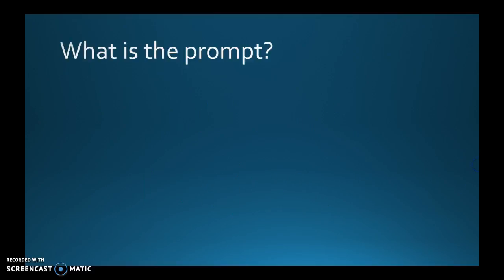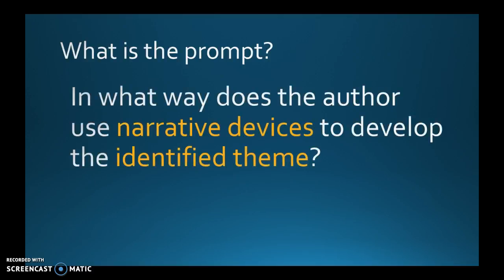So what was the prompt? The prompt for Writing Project 3 and Writing Project 2 is basically, in what way does the author use narrative devices to develop the identified theme? For this class, we are talking about the book A Raisin in the Sun. That's one we bought and we used for this class.